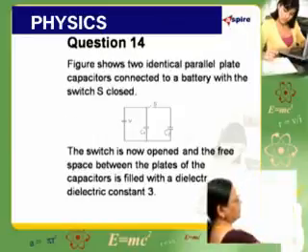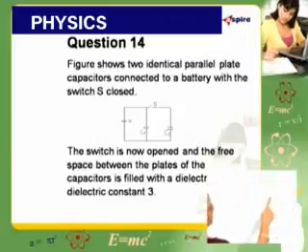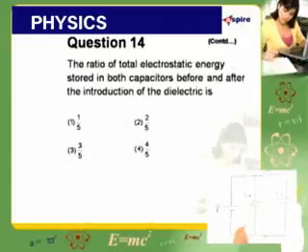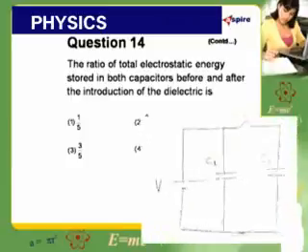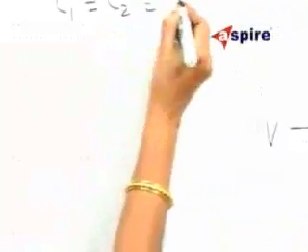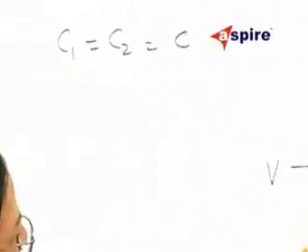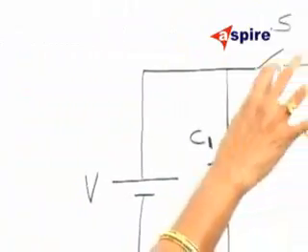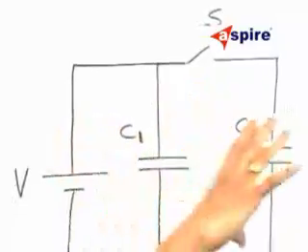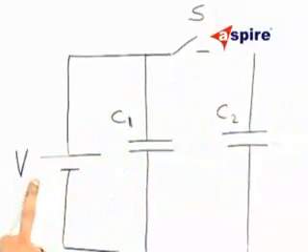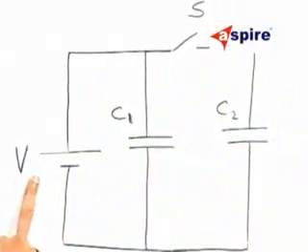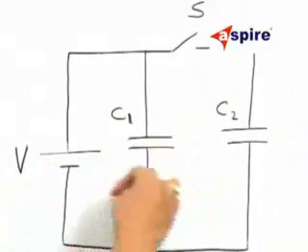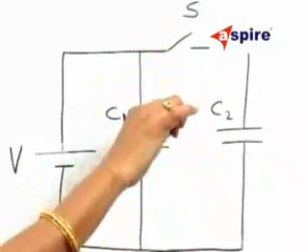In this question, we are given a source having voltage V and two identical capacitors, each having capacitance C with air core, connected like this. Initially, the switch is closed. When the switch is closed, both capacitors will be charged to this potential V. We have to compare the total energy stored in the two capacitors when the switch is closed.